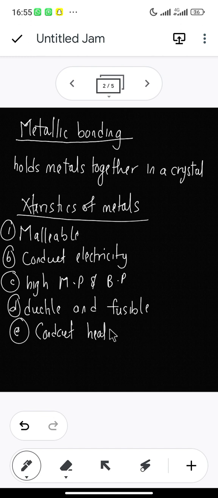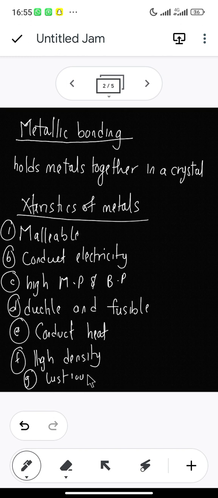They conduct heat. They have high density, and they are lustrous. Lustrous means very shiny, you understand? So these are the characteristics of metals. In the next video, we're going to talk about intermolecular bonding.